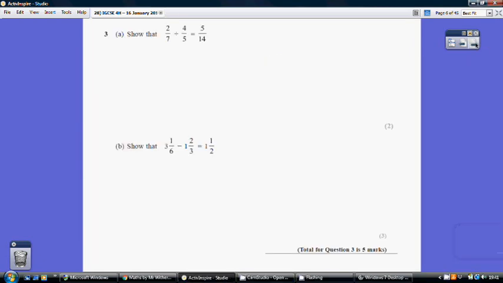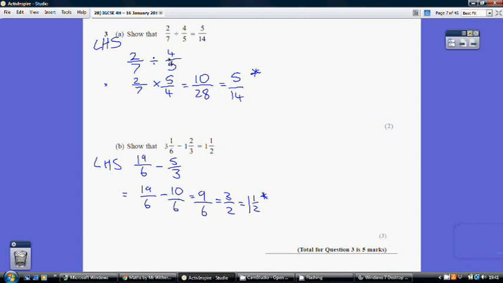Question 3. Now for division, you've got to remember that you keep the first fraction the same, change the sign to a multiplication, and flip the second fraction over. So just focusing on the left hand side, that's going to give us 2 over 7 multiplied by 5 over 4. How do we multiply fractions? It's top times top, bottom times bottom. 2 5s are 10, 7 4s are 28. So we've got 10 over 28. Divide the numerator and denominator by 2 and we get 5 over 14 as required.